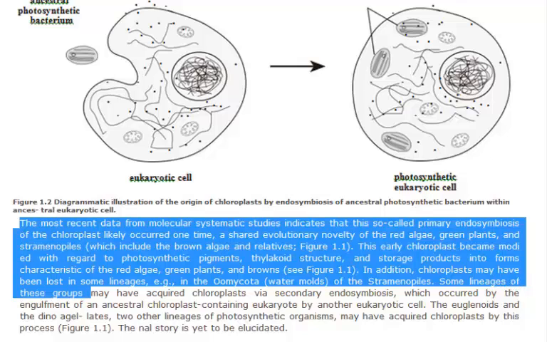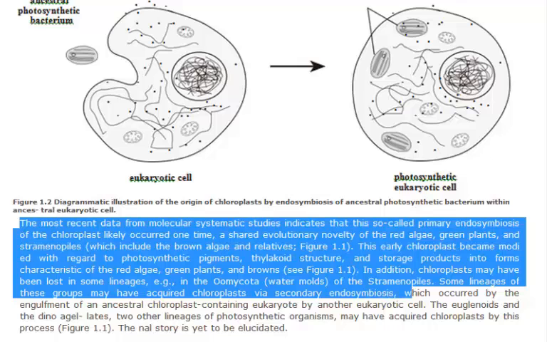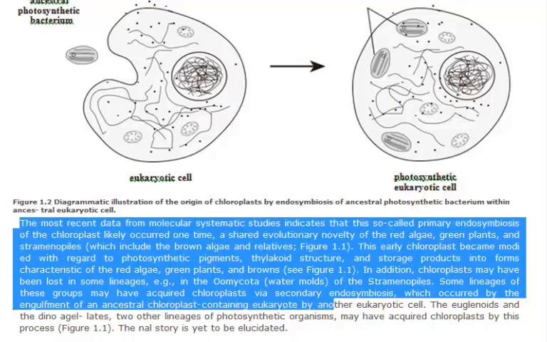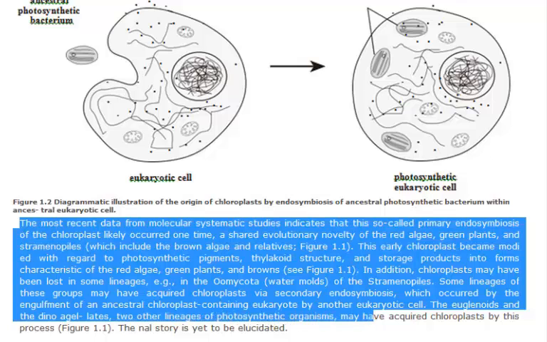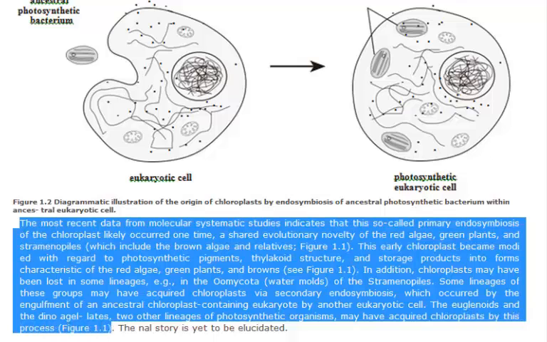Some lineages of these groups may have acquired chloroplasts via secondary endosymbiosis, which occurred by the engulfment of an ancestral chloroplast-containing eukaryote by another eukaryotic cell. The euglenoids and the dinoflagellates, two other lineages of photosynthetic organisms, may have acquired chloroplasts by this process.